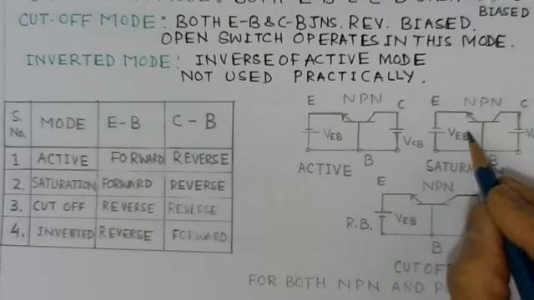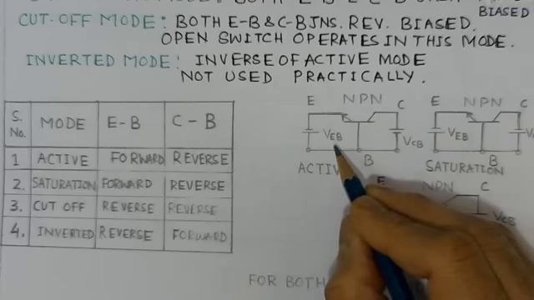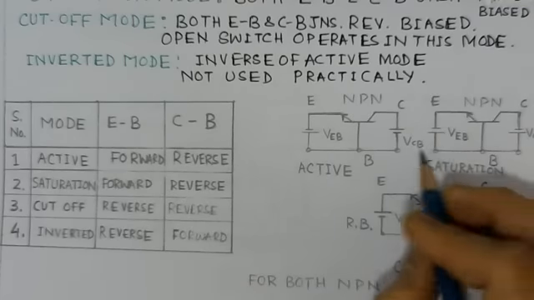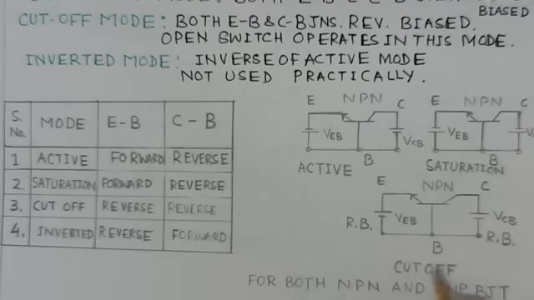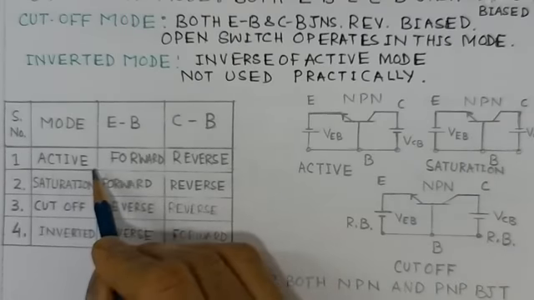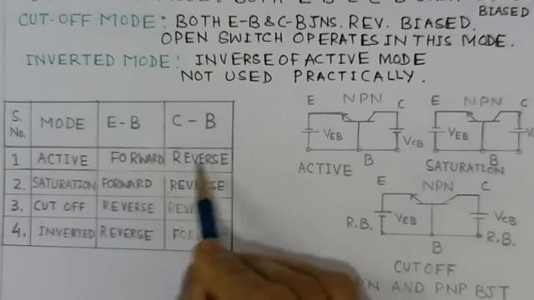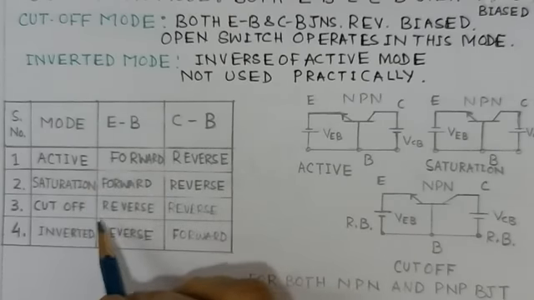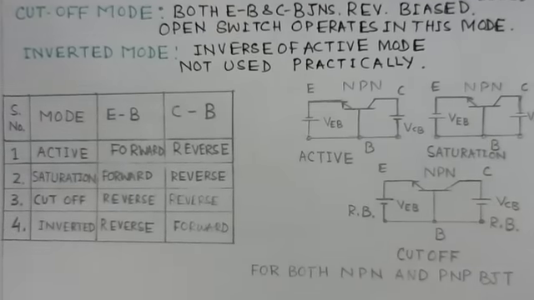Similarly, you can see the three modes here, how the transistors have been biased. This is the saturation mode, and this is the cutoff mode, where both the junctions are reverse biased. Here both the junctions are forward biased, and this is a corresponding table which gives when it is in the active mode and when it is saturation, cutoff, and the inverted mode.